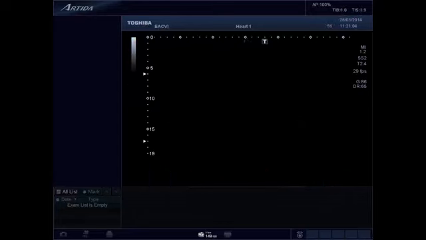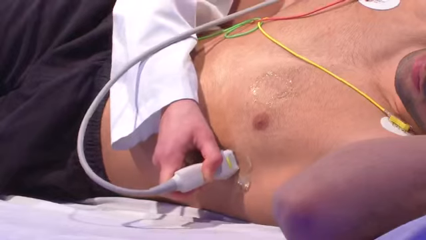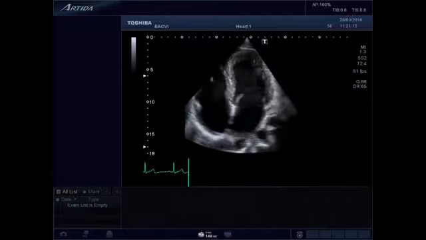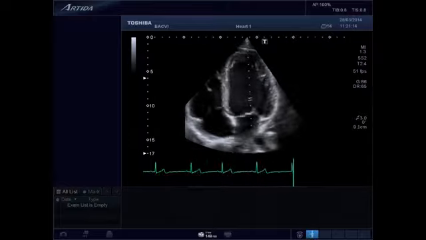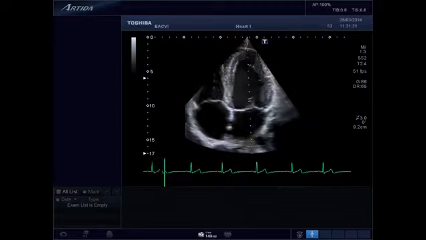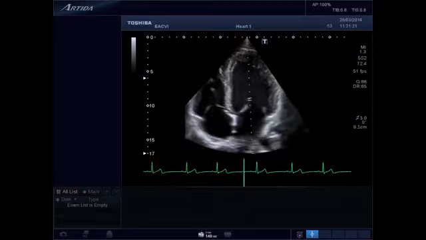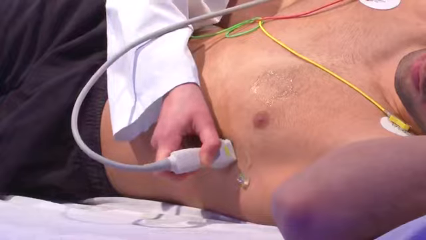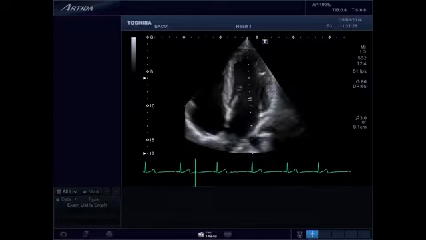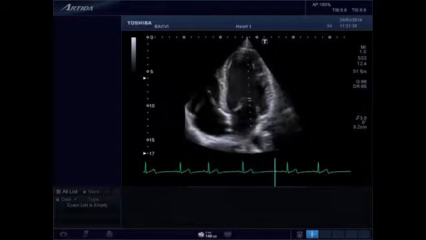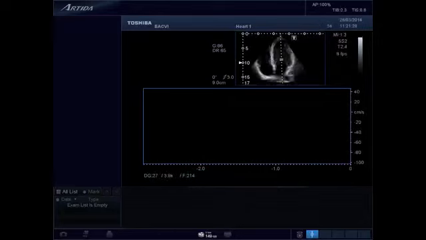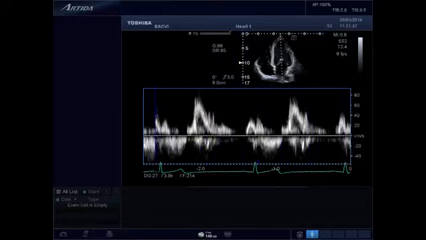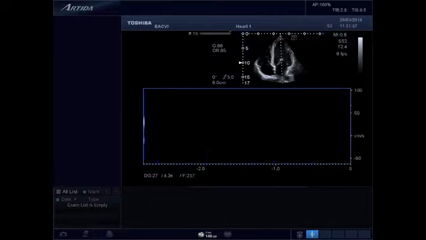And now I will acquire the mitral inflow by the pulse Doppler. So in order to do that, I will put the sample volume at the tip of the mitral leaflet. I will try to be really parallel to the long axis of the left ventricle, which means perpendicular to the mitral annulus, and I will start the pulse Doppler. I'm still adapting.